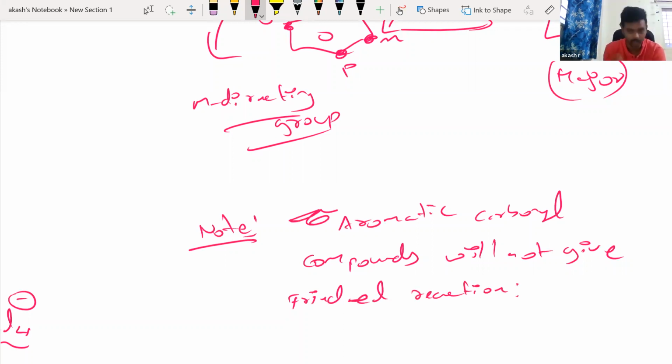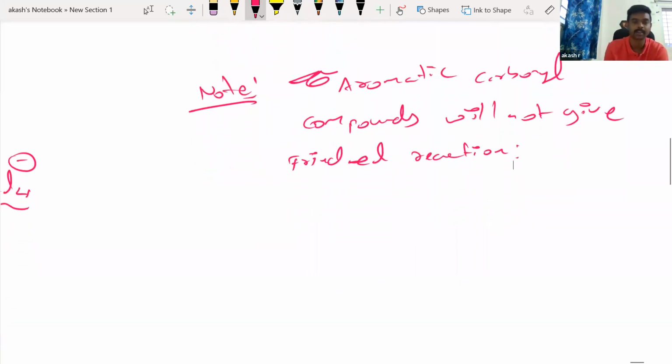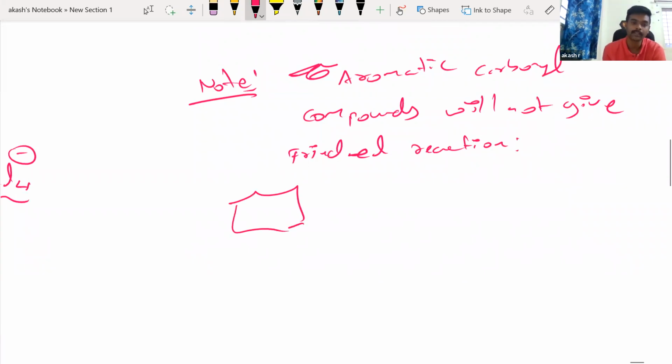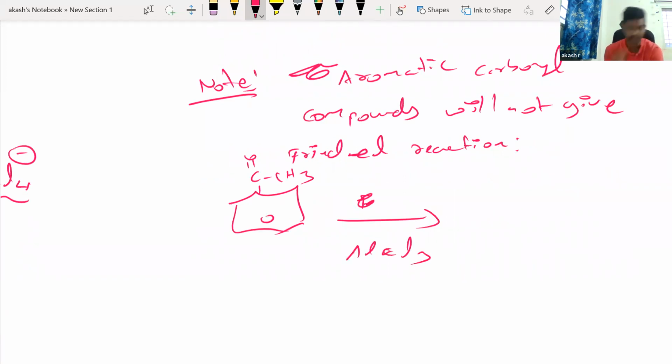Right? Why is the question? Friedel-Crafts reaction, why will it not give? Now the thing is, in any Friedel-Crafts reaction, I know one something should be there, and we are going to use a Lewis acid, AlCl3.